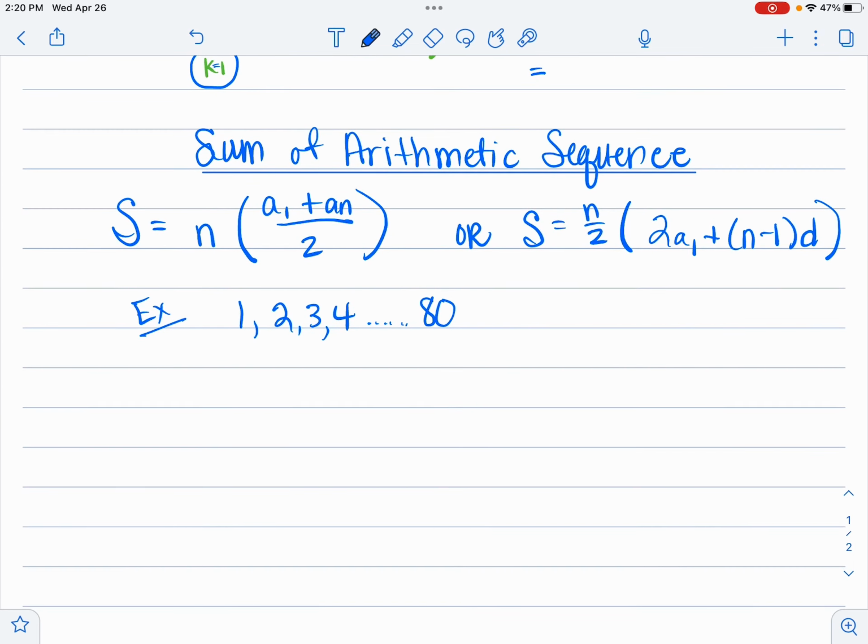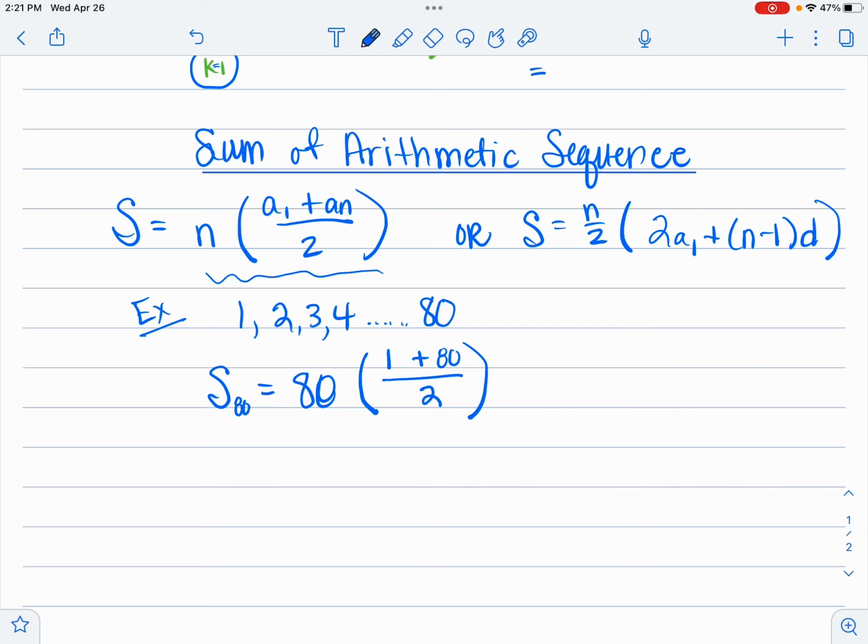So again, I'm using this first formula right here. The sum of the first 80 terms, going from 1 to 80, literally counting 1 to 80, is 80, that's the number of terms, times the first term, which is obviously 1, plus the last term, 80, and then I'm going to divide by 2. And that would give me the sum of the first 80 terms.